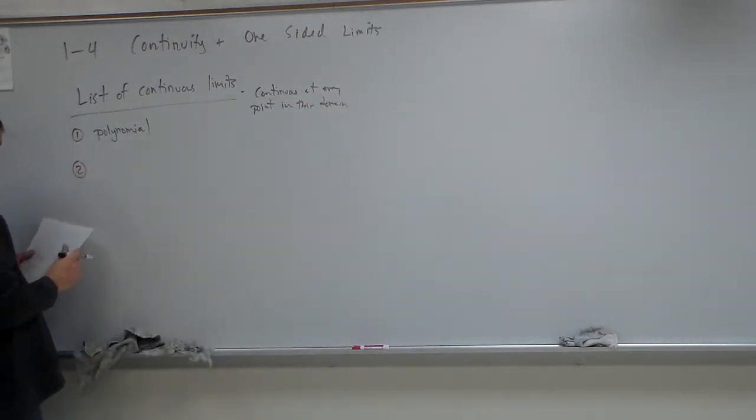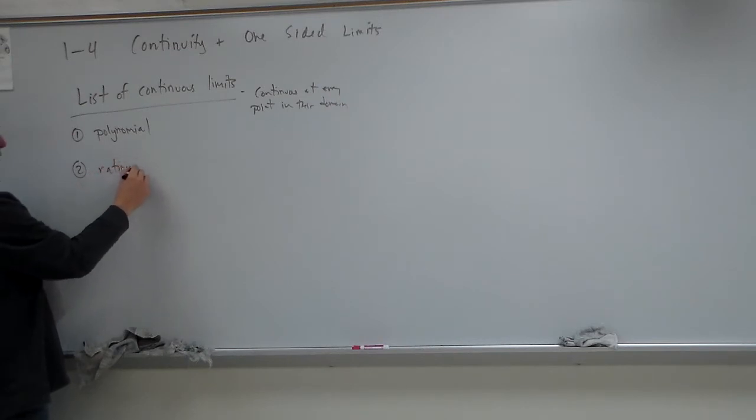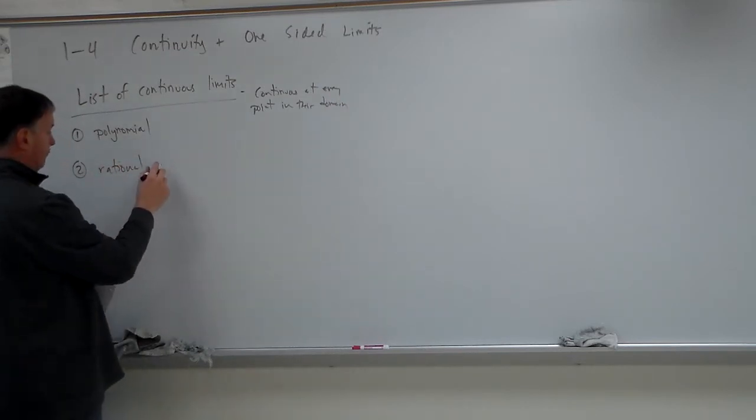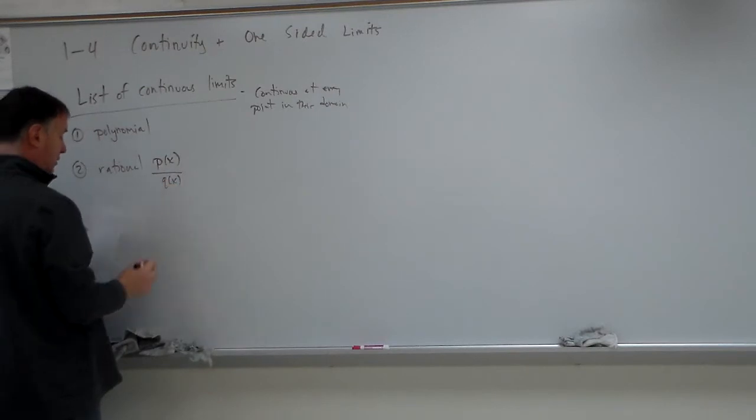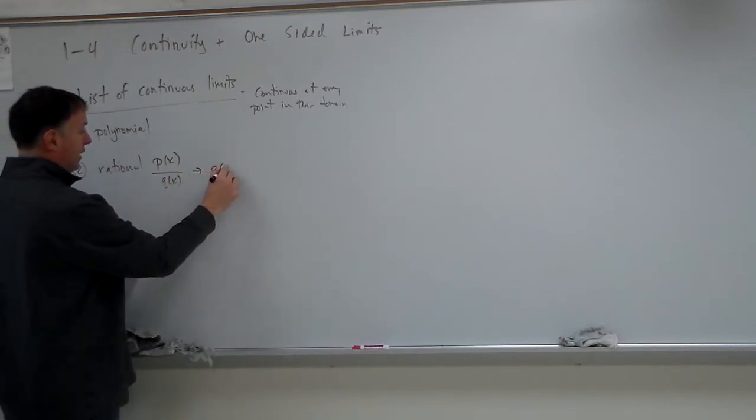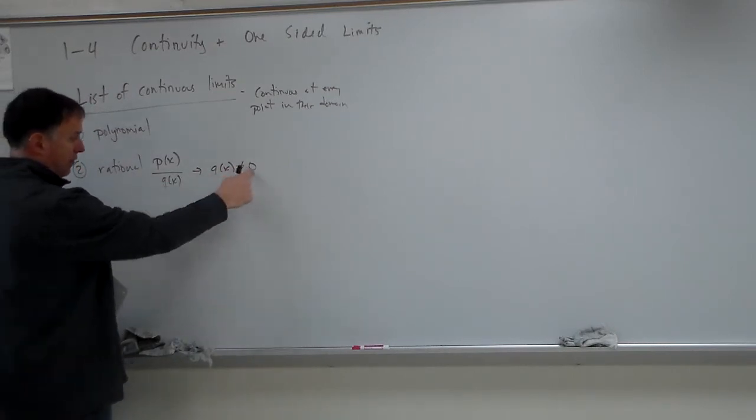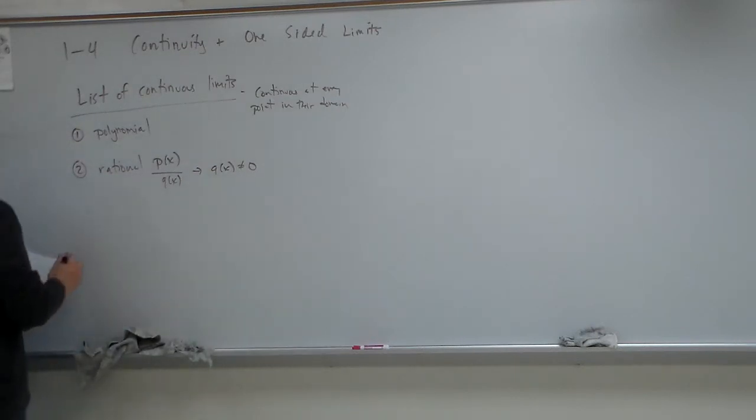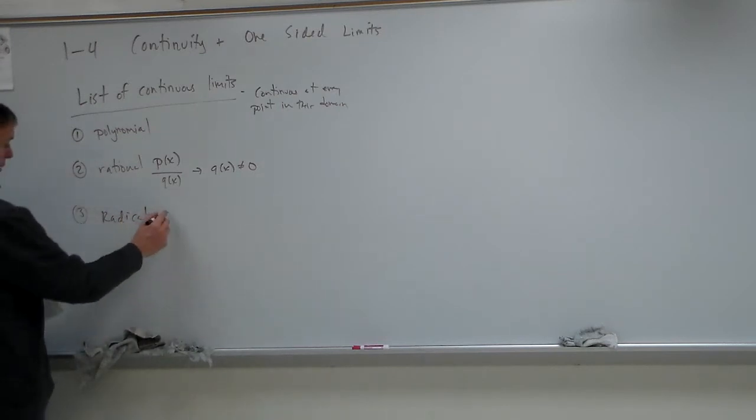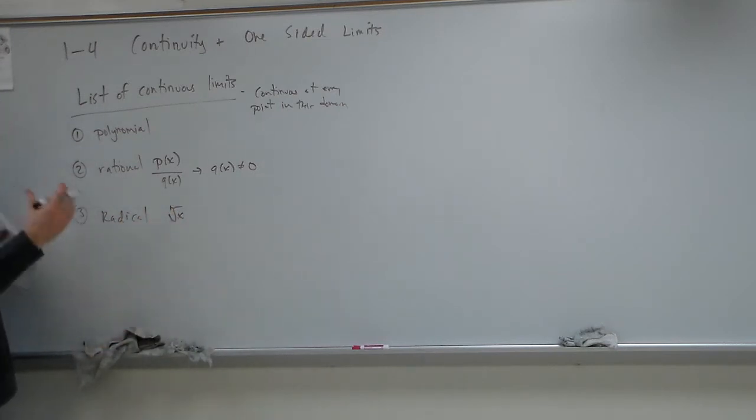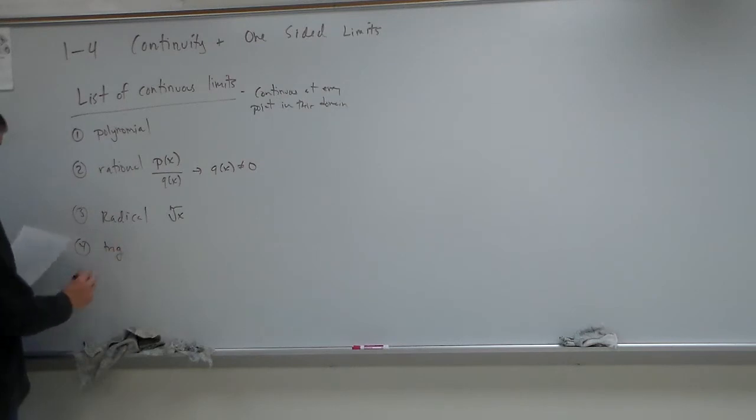Number 2, rational. When you have something like p of x over q of x, but where q of x doesn't equal 0. If you've got a 0 on the bottom, it's not going to be continuous, okay? So wherever q of x is not 0. Number 3, radical, like the nth root of x, the square root of x, the cube root of x, something like that. And then we have some of our trig functions. So these are different types, lists of continuous limits.